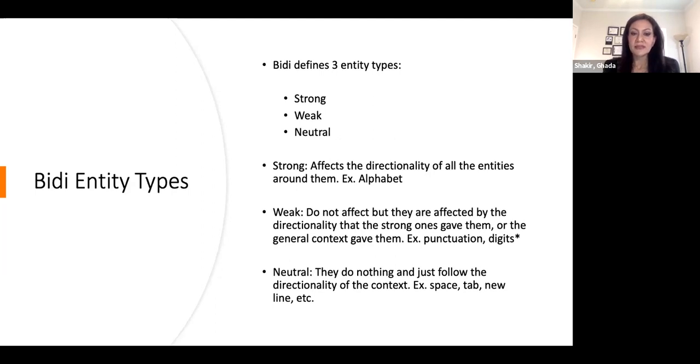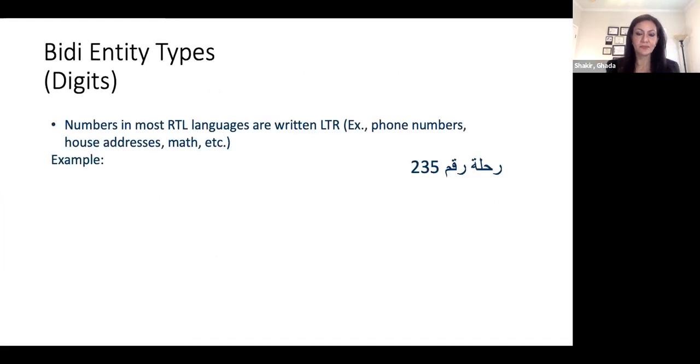Neutral entity types. These are characters like space, tab, new line. These do nothing. They're just there, and they just follow the directionality of the context. So if you are writing in Hebrew, for example, and then you put a space and add a Latin or Roman character, the space or the new line does not do anything. So let's take a look at this example.